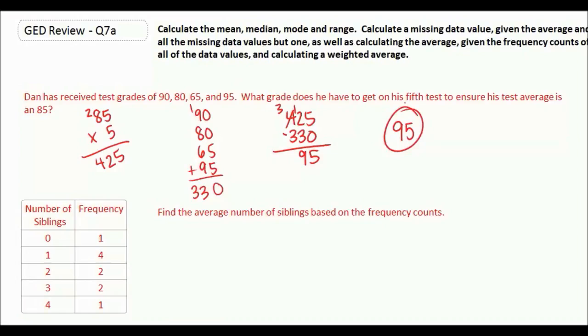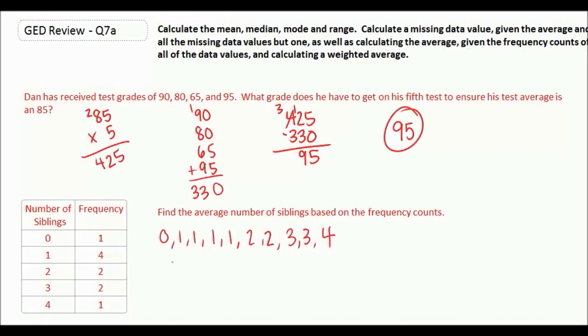Now we're going to find the average number of siblings based on the frequency counts provided in the table. Now it's often good to take the data and write it out so we can see it a little bit better. So 0 occurs once, 1 occurs 4 times, 2 occurs twice, 3 occurs twice, and 4 occurs once.